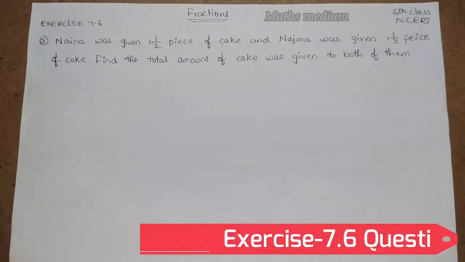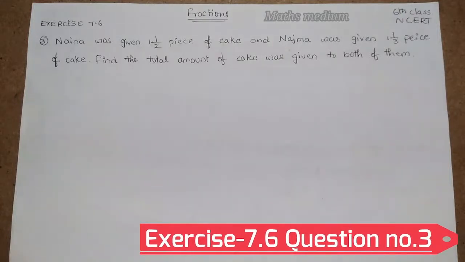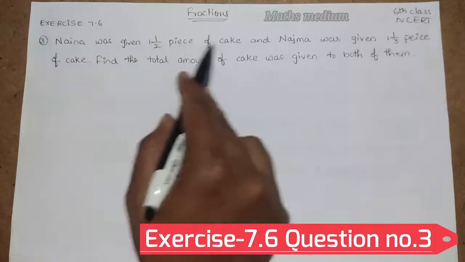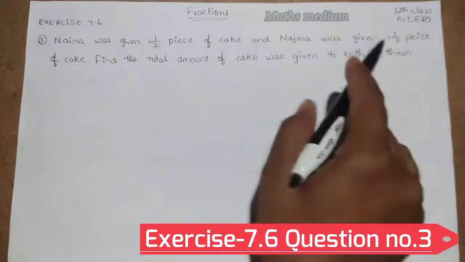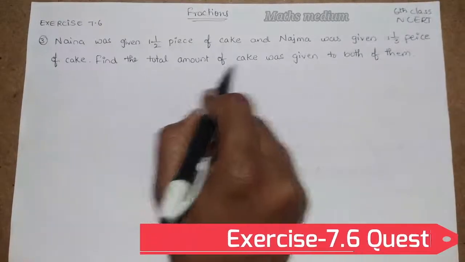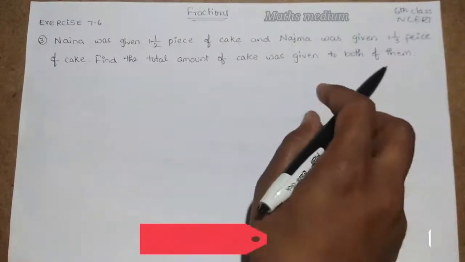Today I came with Exercise 7.6 from Fractions, 6th class NCERT, question number 3. Naina was given 1 by 2 piece of cake and Nazma was given 1 by 3 piece of cake. Find the total amount of cake that was given to both of them.